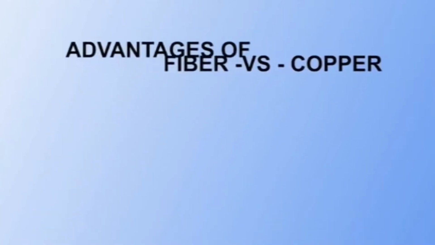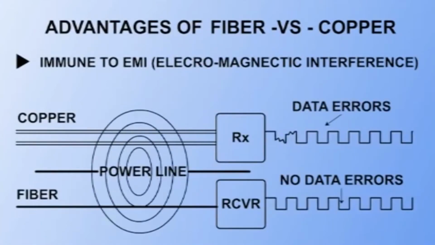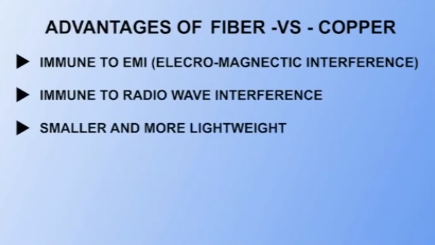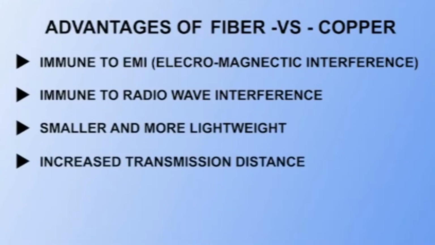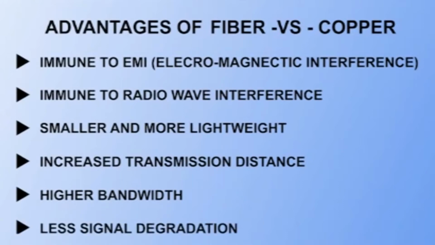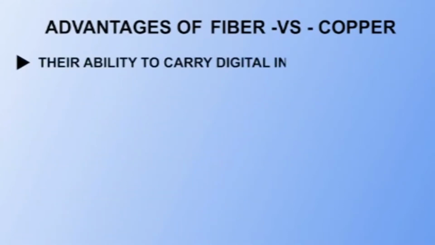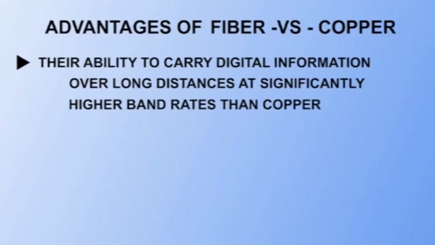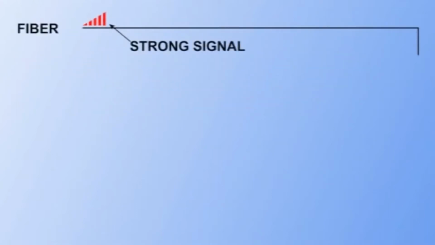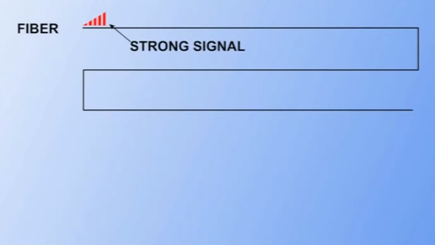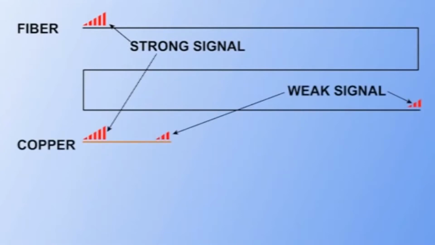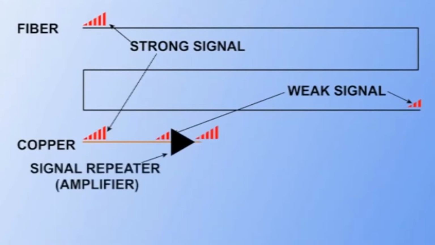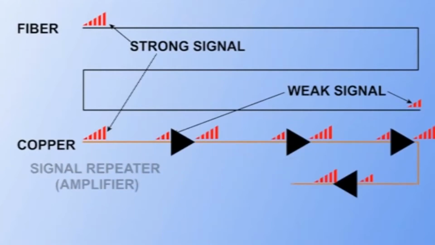Fiber optic cables have many advantages over copper cable, including immunity to electromagnetic interference and radio wave interference. They are smaller and lighter than copper. They are capable of greater transmission distance and higher bandwidth, and have less signal degradation. The greatest advantage is their ability to carry digital information over long distances at significantly higher rates than copper. For example, fiber optic cable may reliably transmit data up to 10,000 meters compared to a few hundred meters for copper. This means that fewer cables are needed, fewer signal repeaters are required, less power is used, and there is less maintenance.